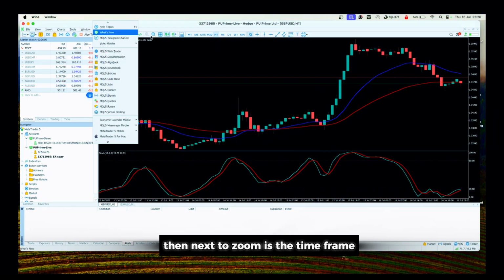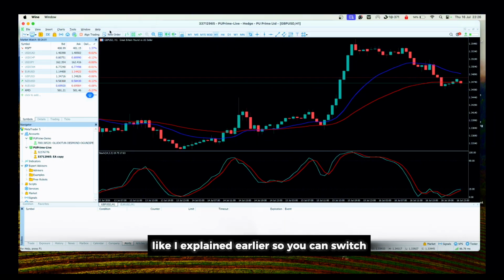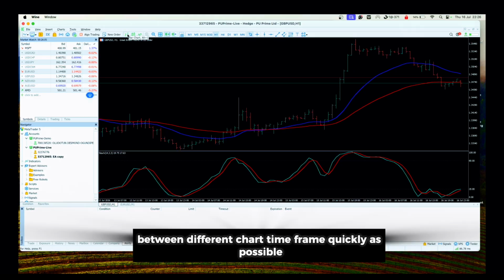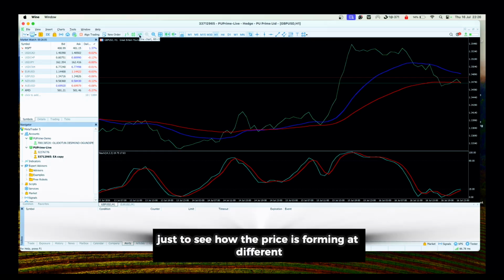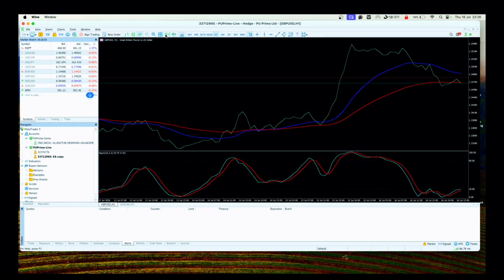Then next to zoom is the time frame, like I explained earlier. So you can switch between different chart time frames as quickly as possible, just to see how the price is forming at different intervals.